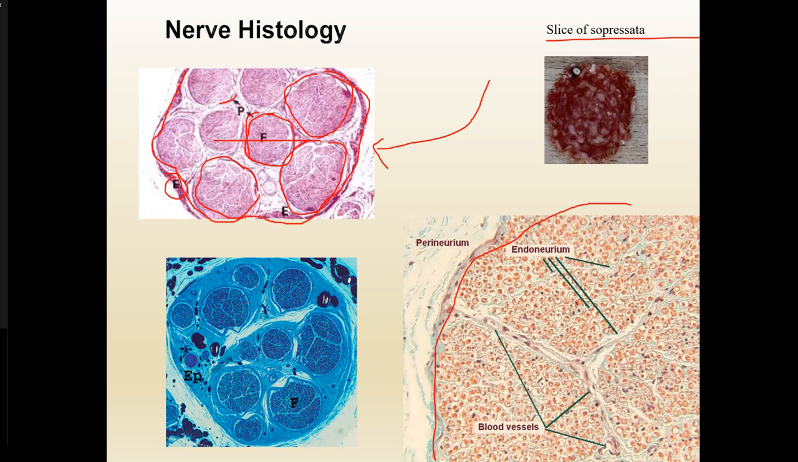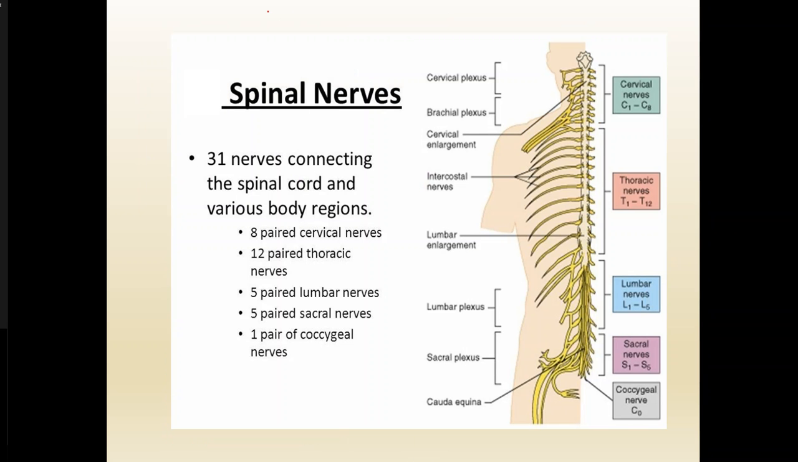various axons, there are some here that are highlighted, okay? So remember your slice of soppressata. Remember, this could be one of the pictures that I show you in a test or in a lab practical. Okay, nerve histology. All right, now we're going to talk about the spinal nerves, the organization of spinal nerves.